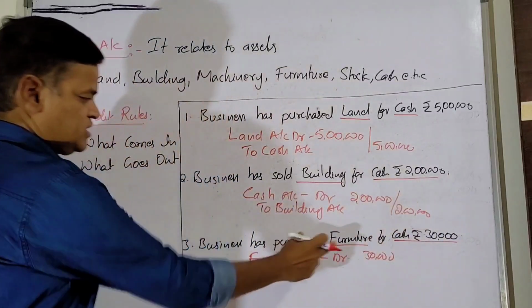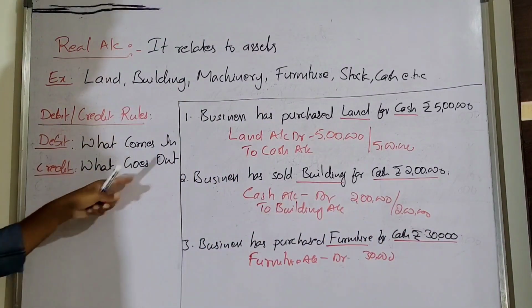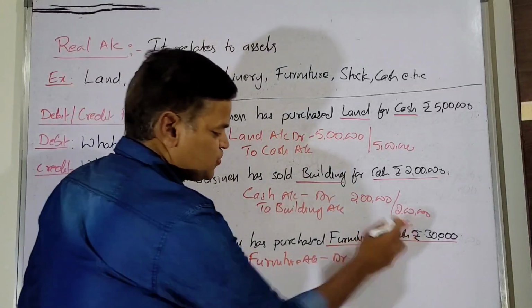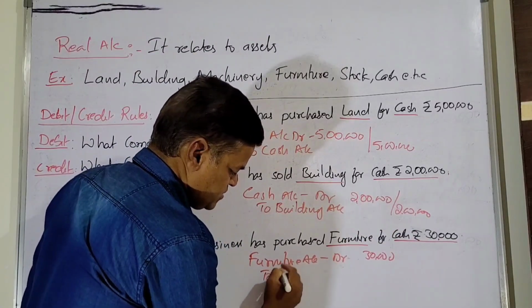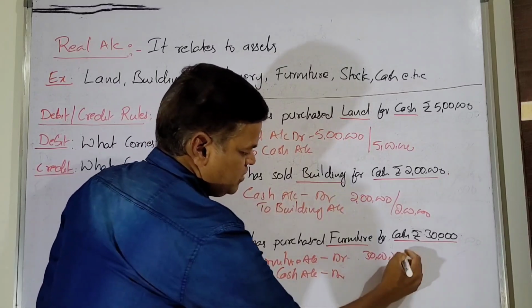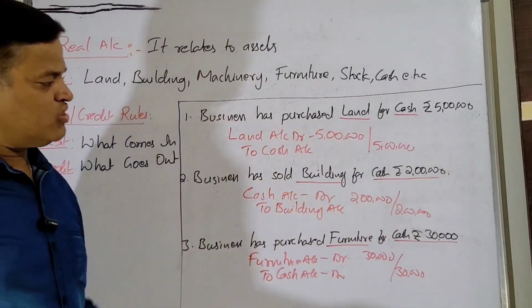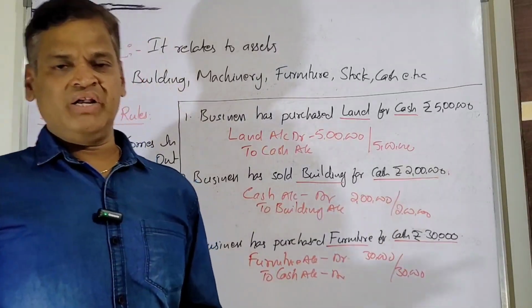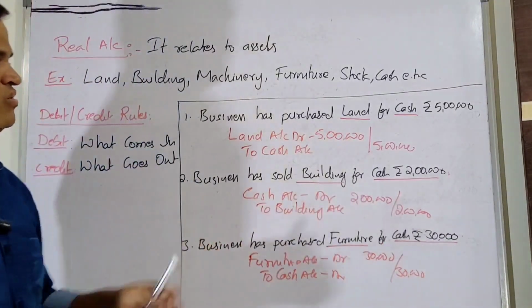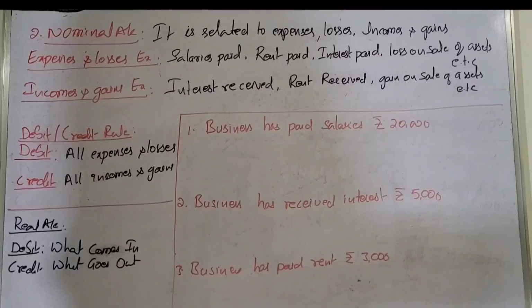Next, debit is over. According to real account, when we have to write credit, what goes out? What is going out? Cash is going out. Hence we can write to cash account. So you can practice some more examples like that so that you will get clarity about real account. And next we'll discuss nominal account.